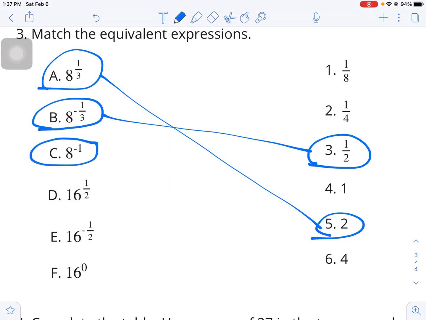And 8 to the negative 1 would just be 1 over 8 to the positive 1. So that's number 1 here. I'll match those two.